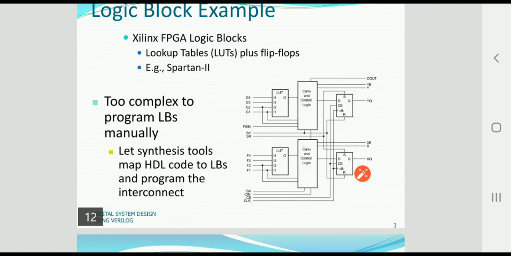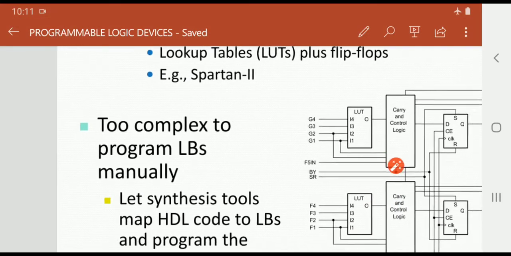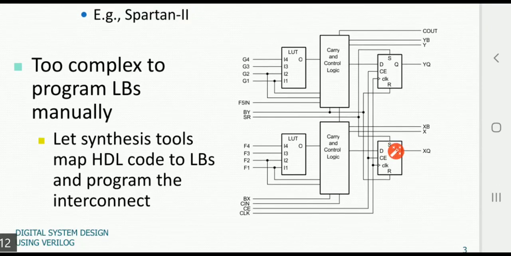This slice contains two lookup tables, two carry and control logic units and two D latches. If I concentrate on the internal circuit diagram, the lookup tables have 4 inputs. These inputs are directly connected to the inputs of the logic block. Another important thing is that the lookup tables are nothing but 1-bit wide asynchronous RAM memory which are used to store the known values.